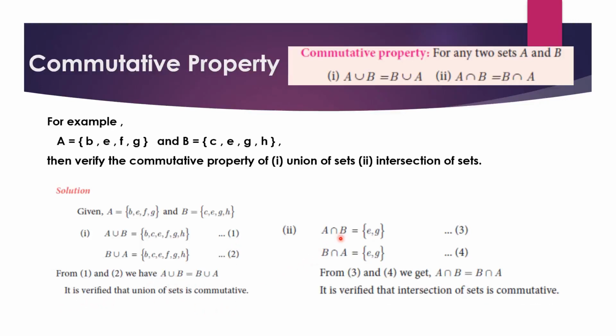The second one is A intersection B. A intersection B means you have to write the common elements in A and B. So we are getting E and G alone. Okay, like that B and A means for that also we will get E and G. So from 3 and 4 we get A intersection B equal to B intersection A. It is verified that intersection of sets is commutative. In your exams also they were asked like this.